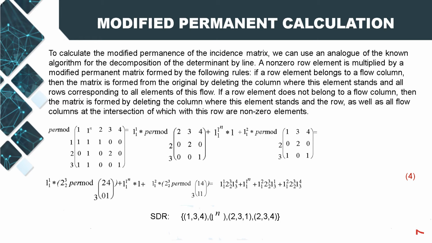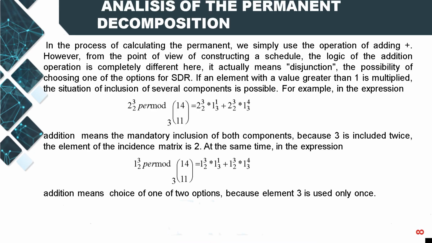From the results of this decomposition, you can find a system of distinct representatives as height indexes in our results. One with index n is a stream or flow element. We consider two kinds of elements: normal elements and stream or flow elements. If we analyze the process of permanent decomposition, we can see that the operation of adding can be used in a special sense.